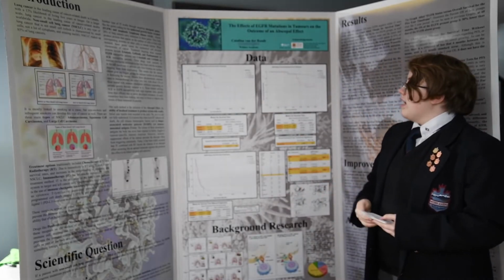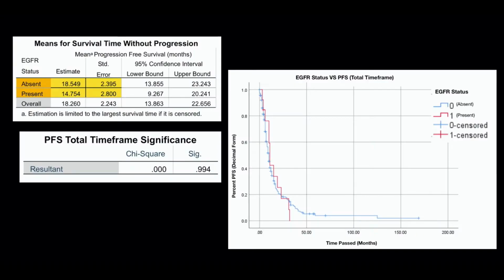Next, you can see here in the progression-free survival that there was around a 4-month difference between the two groups. However, this was not shown to be statistically significant, which essentially means that it would not occur in the general population. This is further demonstrated here in the graph, as they almost line up perfectly, aside from the jaggedness of the red EGFR positive line due to the small sample size.